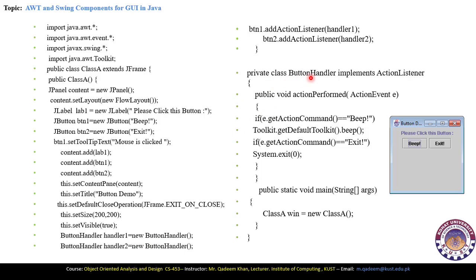We need to define only one class, because ButtonHandler is the one class and two different objects are declared here. So this will implement two buttons, and when you click on the beep button, it will create the beep sound, and when you click on the exit button, it will close the window or exit the window. Now, dear student, you have to execute this code yourself so that you will get practice.